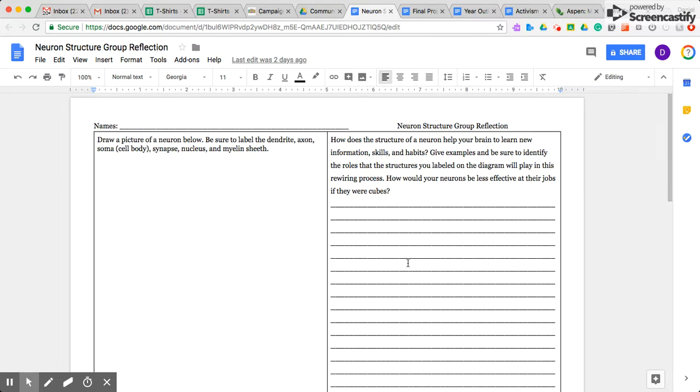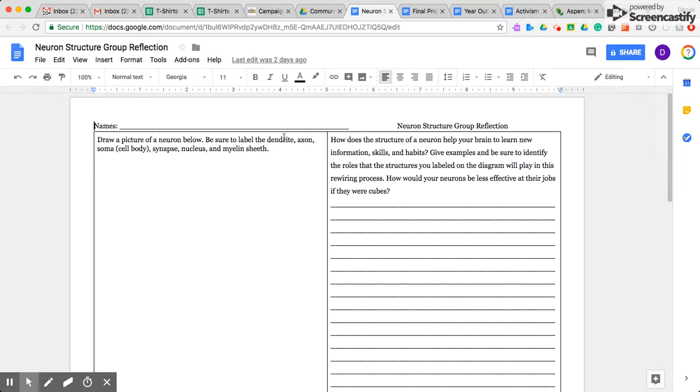You can either do that on paper, and we have plenty of copies, or you can do it on the computer here. So you could type your response. You would still have to draw your neuron on the paper. Okay, so the question here is to draw a picture of the neuron below. We have a number of resources that you've already looked at that label a lot of these pieces.